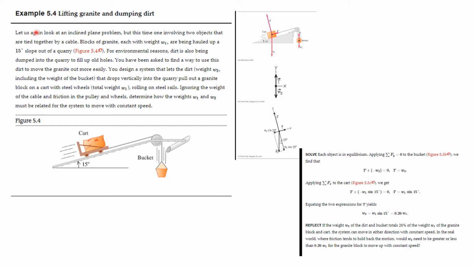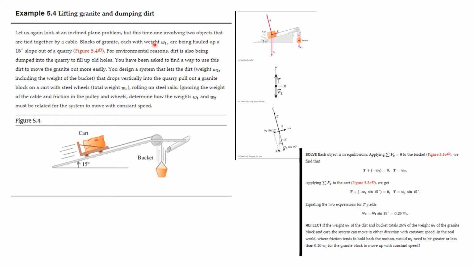Here's another example, lifting granite and dumping dirt. So the idea is it's another inclined plane problem, but this time we involve two objects that are tied together by a cable. So you see this cart and this bucket are tied together with a cable.